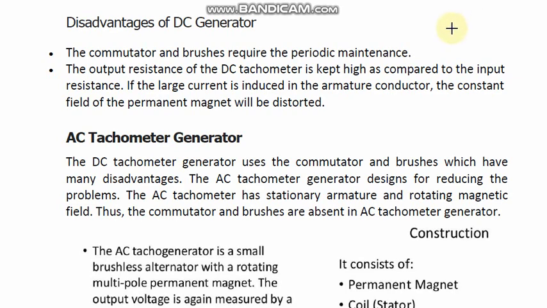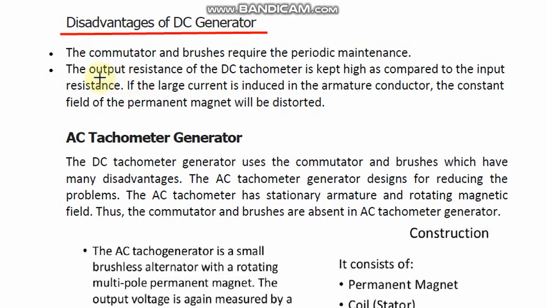In this video lecture, I will explain the AC tachometer generator. Due to the disadvantages of the DC tacho generator, there was an evolution of the AC tachometer generator. What were the disadvantages of the DC generator? The commutator and brushes require periodic maintenance, meaning maintenance is heavily required in the commutator and brushes of the DC tacho generator.